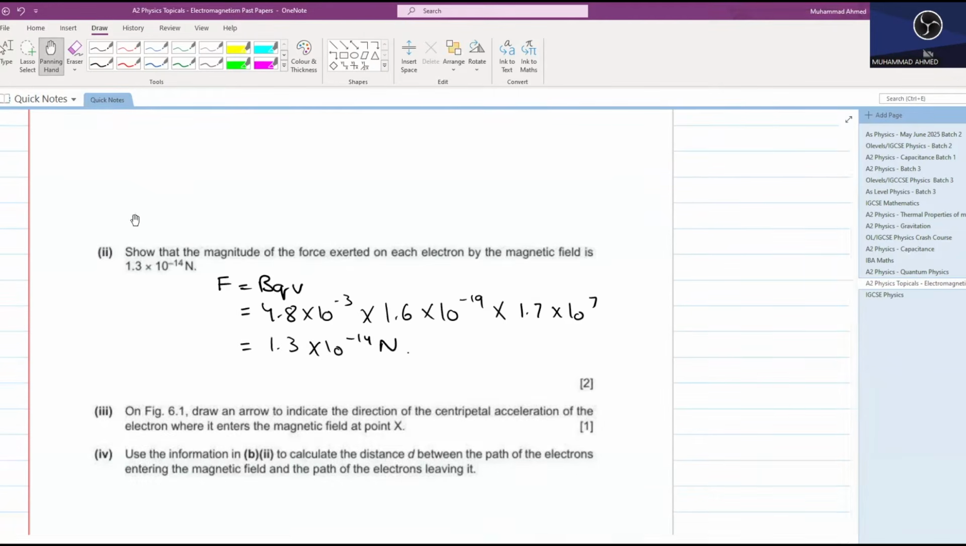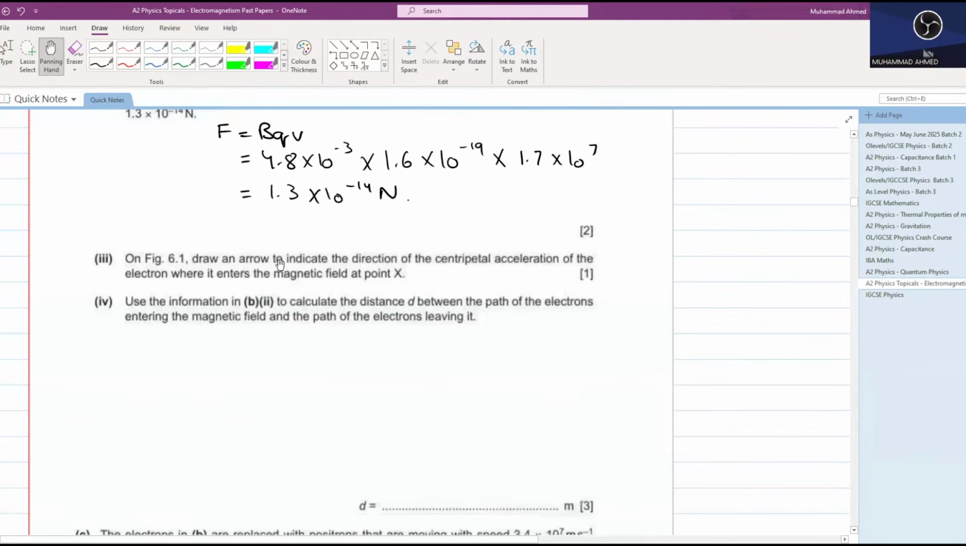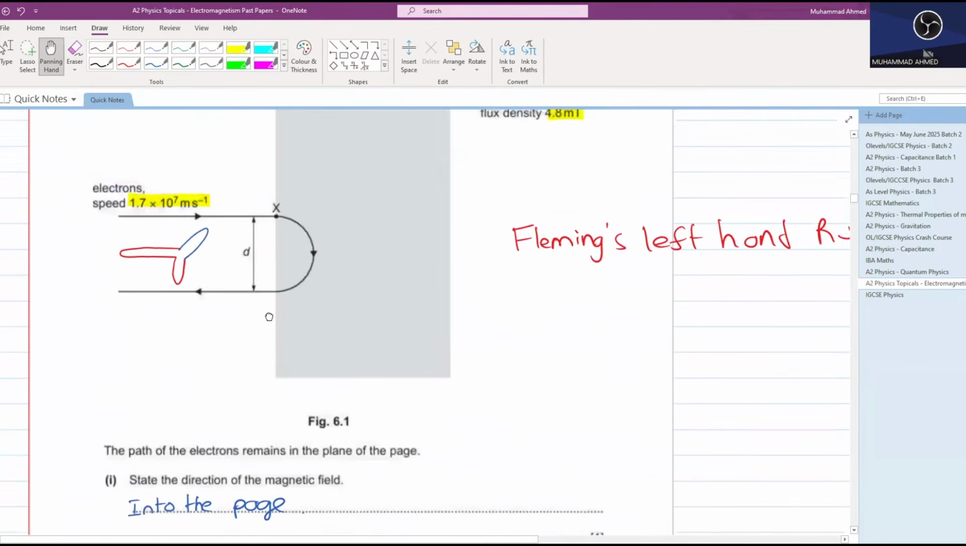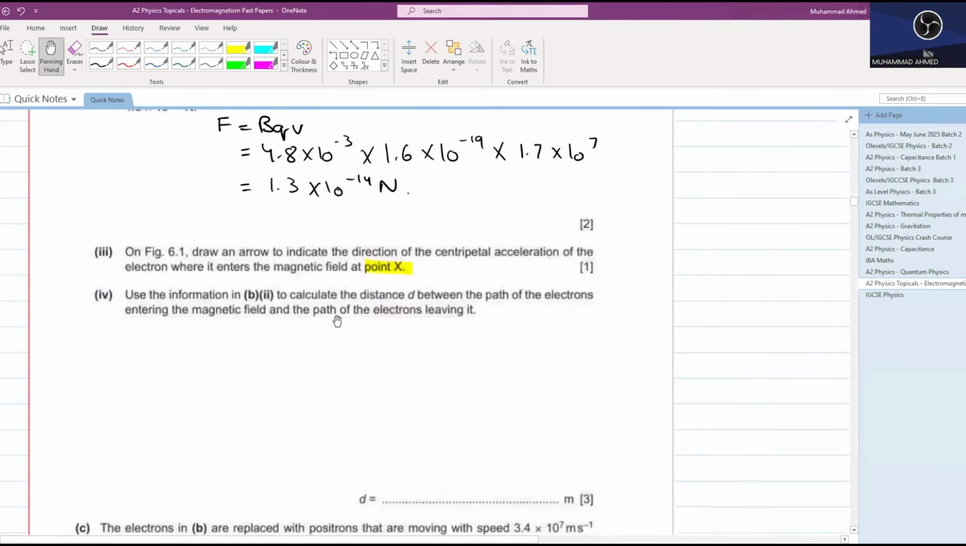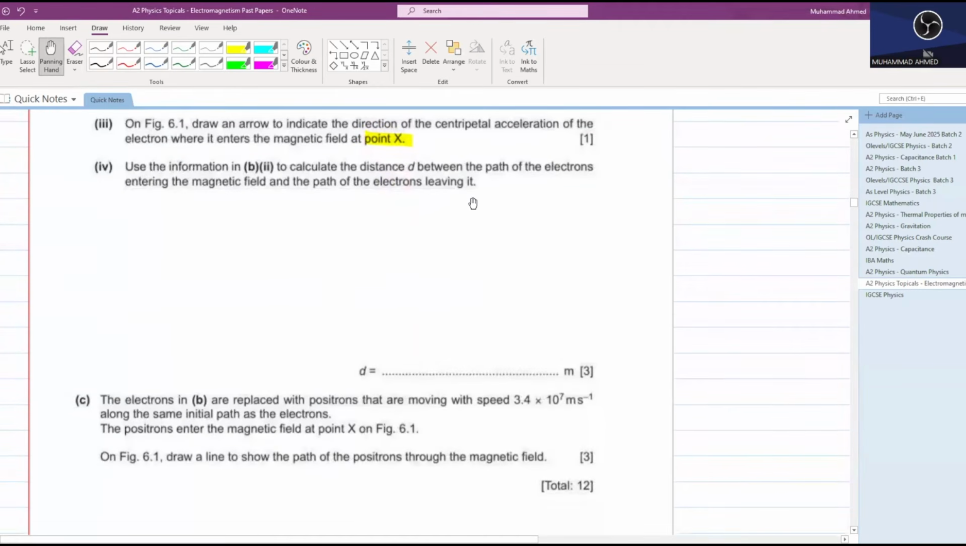Simple as that. On figure 6.1, draw an arrow to indicate the direction of the centripetal acceleration of the electrons where it enters the magnetic field at point X. You have to show the direction of centripetal acceleration at point X. So where will the electrons accelerate? Something like this, downwards. This is your direction of centripetal acceleration. I guess we have to mark an arrow. Yes, I have done that.